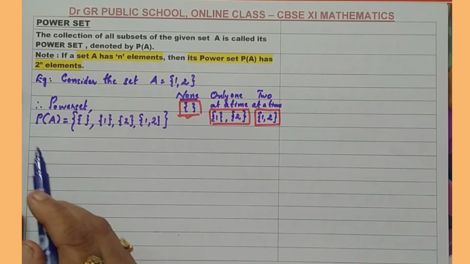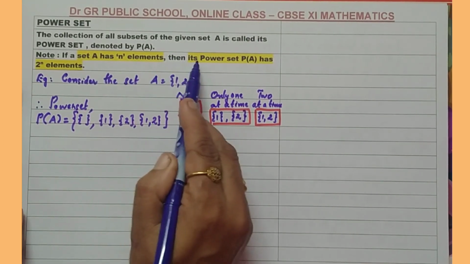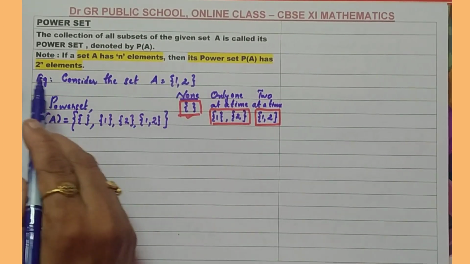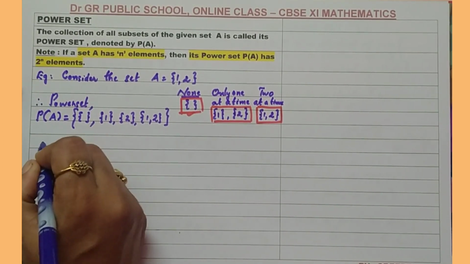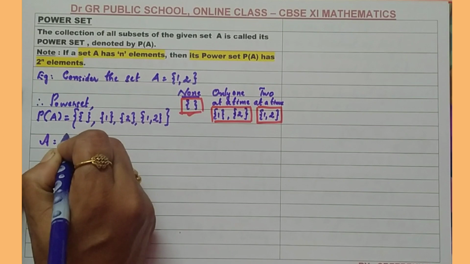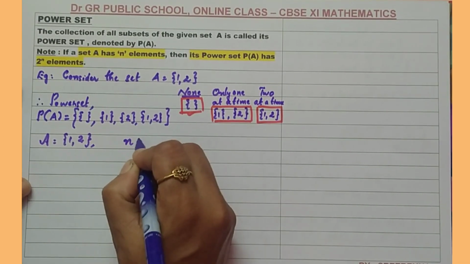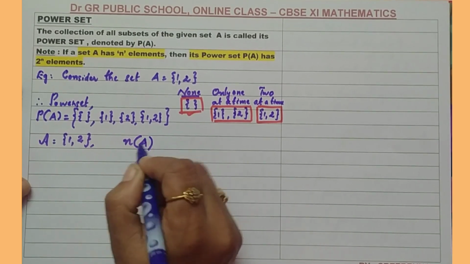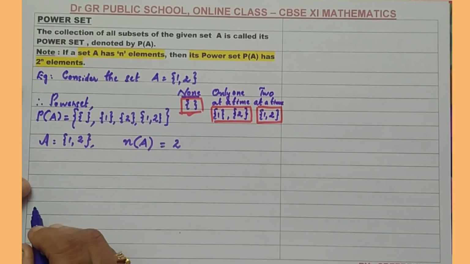Now come to the note. If a set A has n elements, then its power set P of A has 2 raised to n elements. Now, again come to the given set, A equal to {1, 2}. Can you say how many elements are there in the set A, or what is the cardinal number of A? 2 elements, 1, 2.